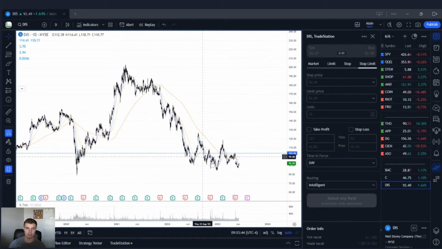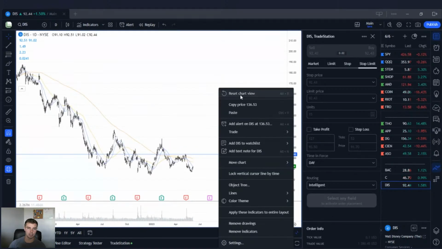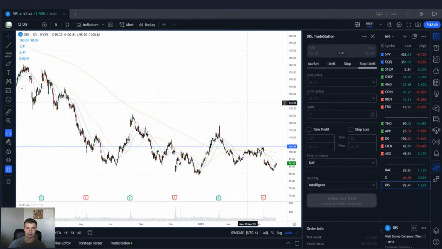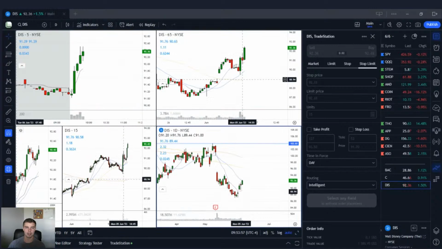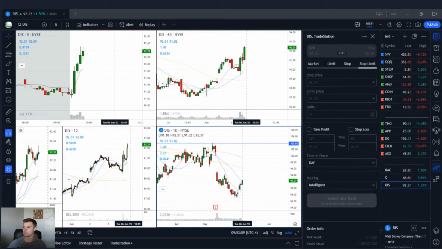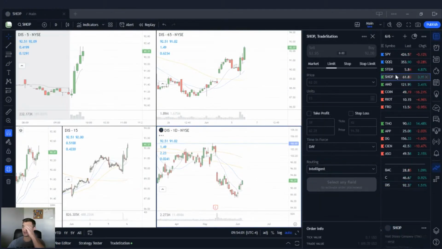It looks like it's in that stage 1, so I'd say stage 2 is more likely than stage 4, but you don't have to be the first person in the stock. You don't have to be the first person in. So if it was me, I'd wait for a little more confirmation that it's actually in a stage 2 uptrend. So, Shopify looking interesting.